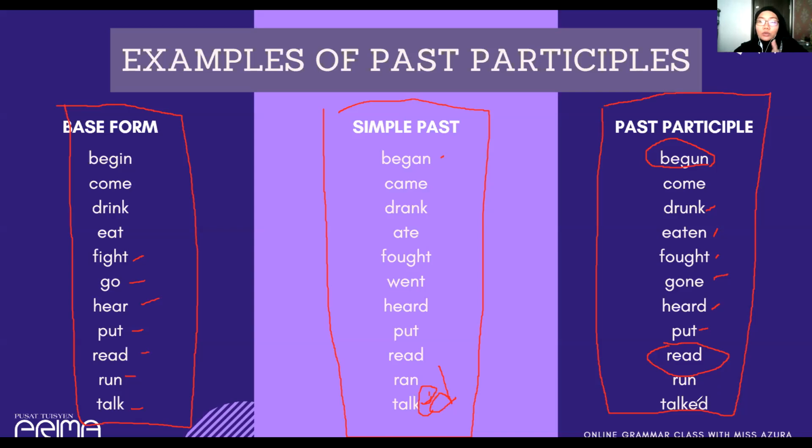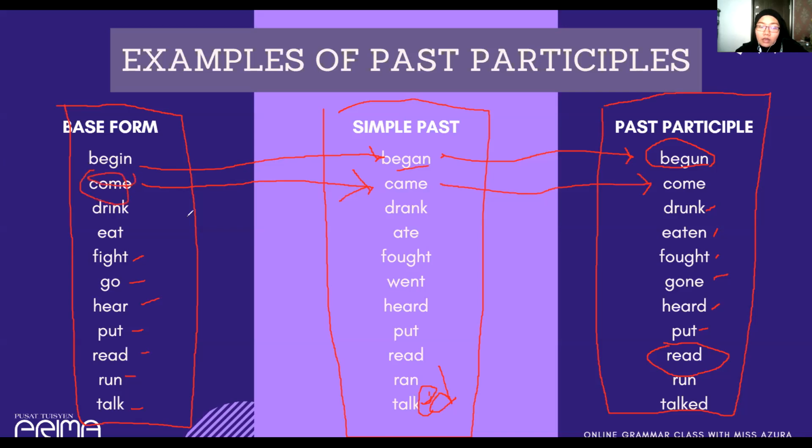Now, I want to show you the different patterns in these verb forms, okay? Look at number one, the word begin here. The past tense for the word begin is began, and the past participle is begun. Basically, all the three verb forms for base, simple past, and past participle are different. Now let's have a look at the word come. The base form for the word come is come, but the past tense is came. But when it comes to the past participle, it becomes come again, just like the base form.